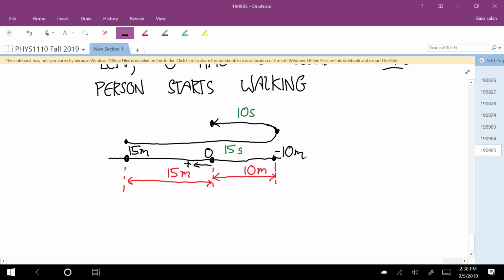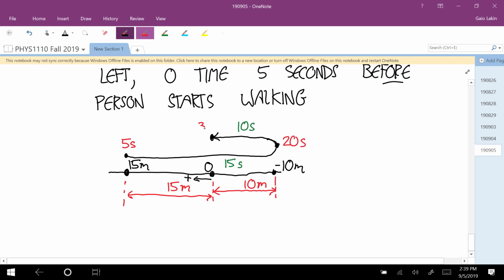And then we said that this physicist clicks the stopwatch on 5 seconds before this instant. So what does the stopwatch say when the person starts walking? 5, yep. So this is 5 seconds. And then it takes 15 seconds from there to get to the car. So what does the stopwatch say at that instant? 20 seconds. And then it takes another 10 seconds to get here. So this says 30 seconds.